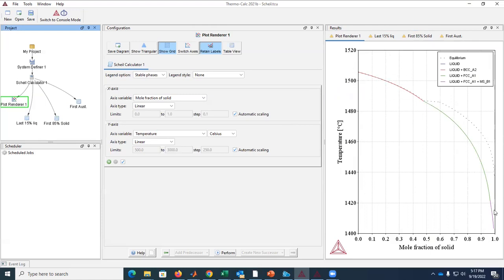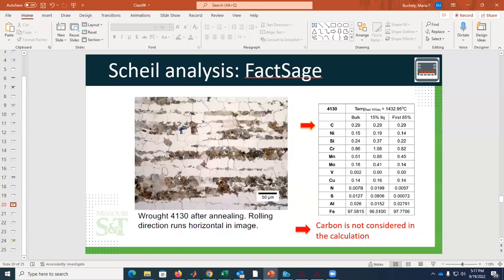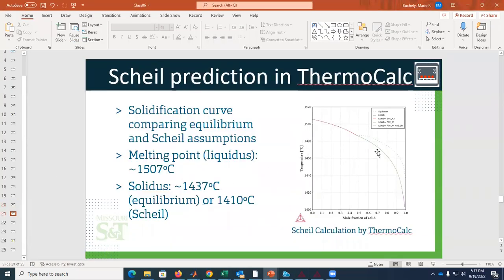Obviously, that's also going to help us understand segregation, especially in castings, and it's also going to help us to obtain heat treatments for this particular material. So that's the summary of what we obtained, right? We have our Scheil calculations, with the solidus and liquidus temperatures and the different phases predicted. All right, so that's all for this Scheil module.